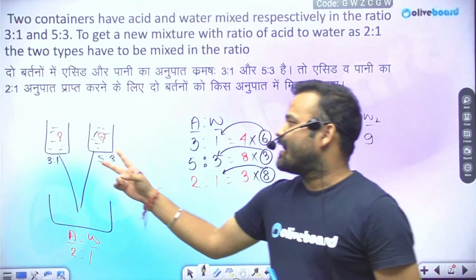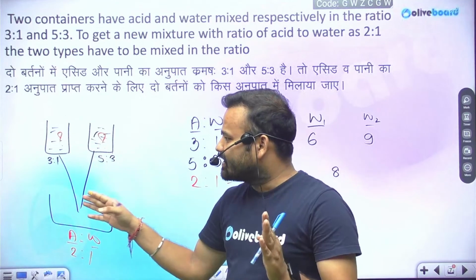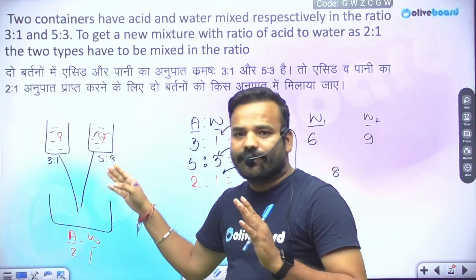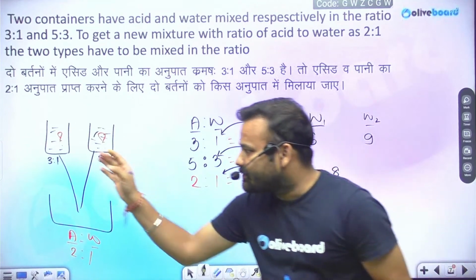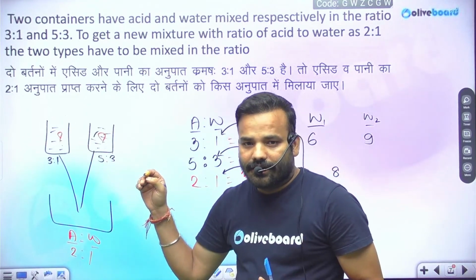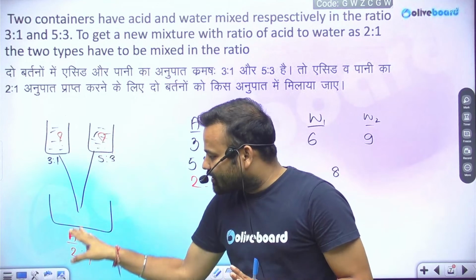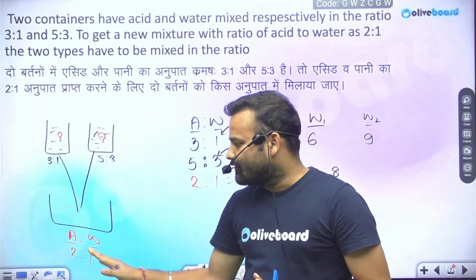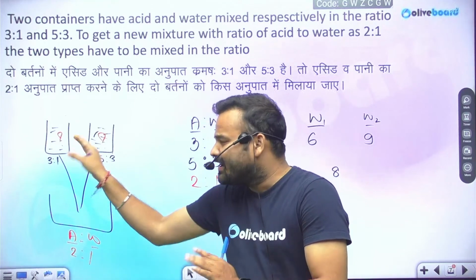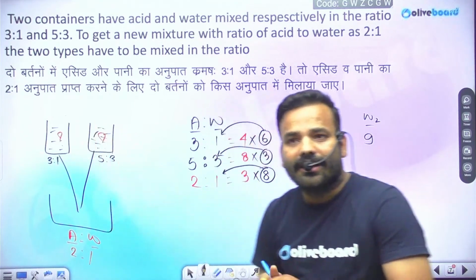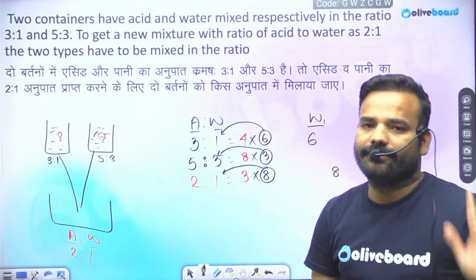Sir, here we were having two containers. In the first container, the ratio was 3 and 1. In the second container, it was 5 and 3. Sir, in a particular ratio, they were mixed together. And after mixing, the ratio becomes 2 and 1. So this is the final ratio. And this ratio has only occurred because of mixing them in a certain particular ratio. That particular ratio we have to evaluate.